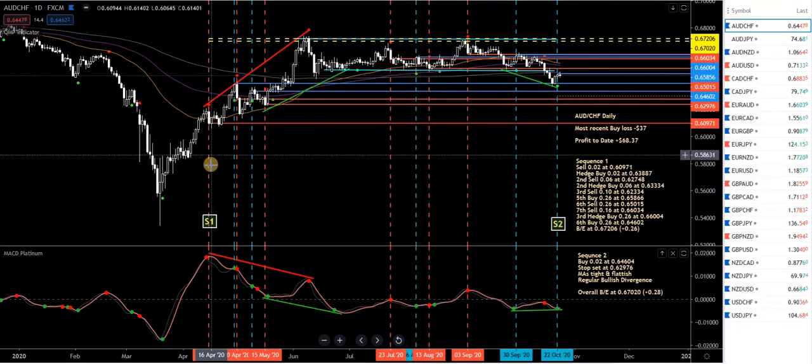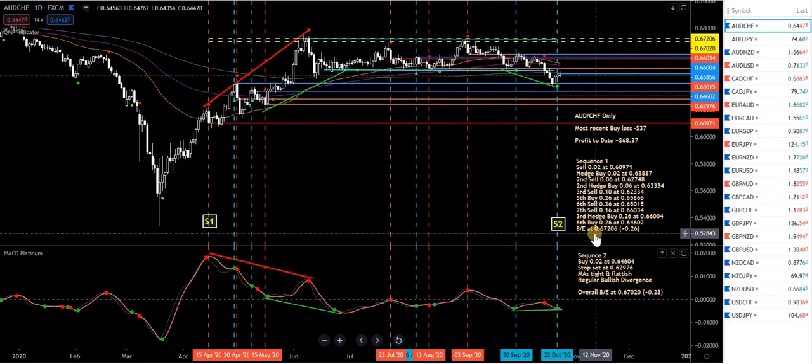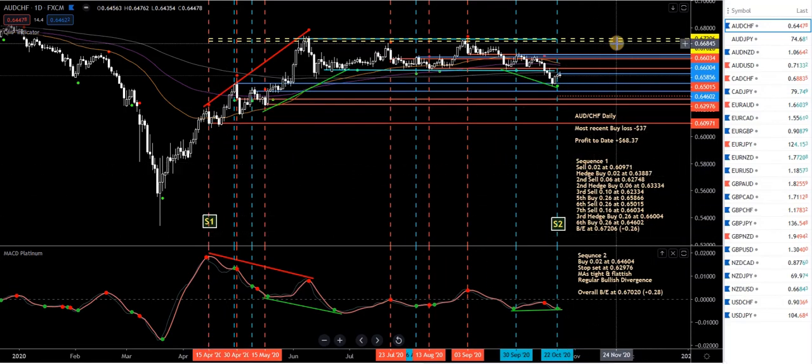So I've got this sequence going on here, sequence 1. You can read all my trades here, they're all there. Break-evens are the yellow lines up here.